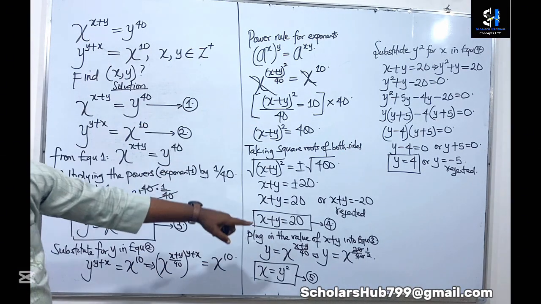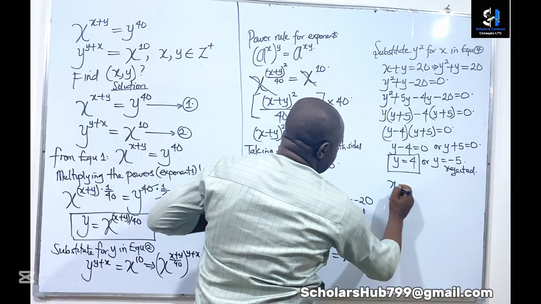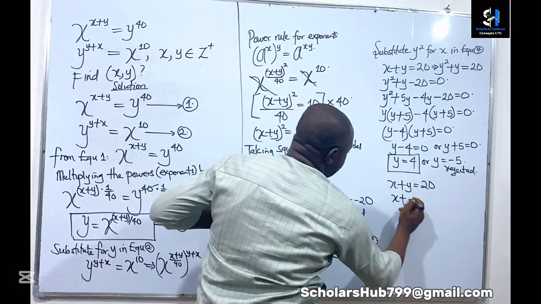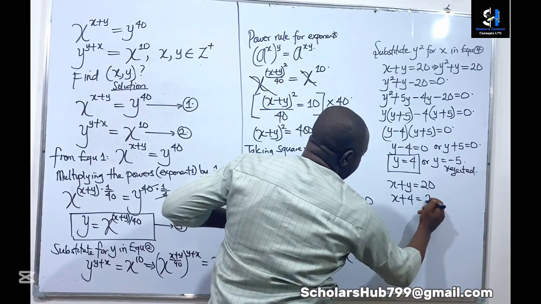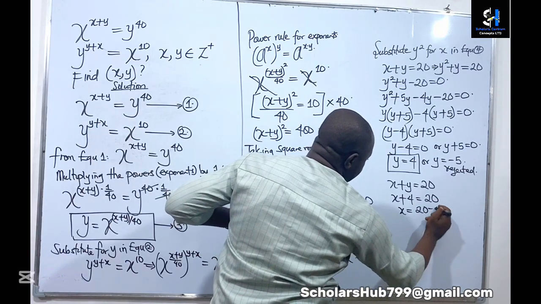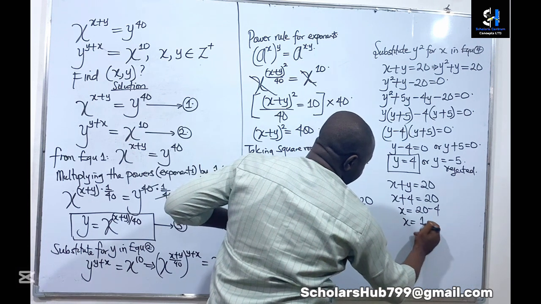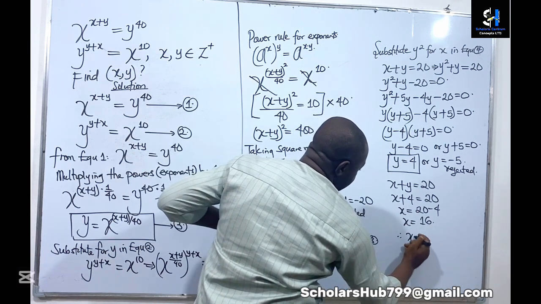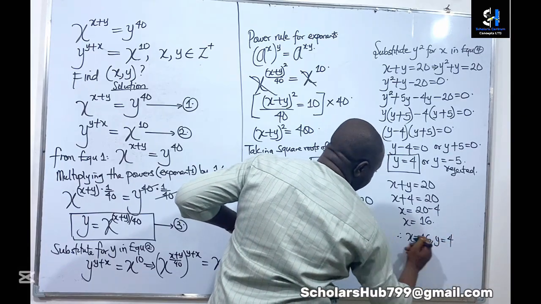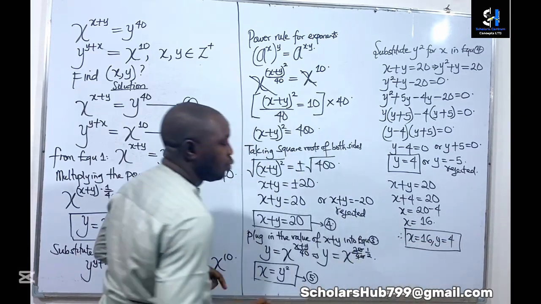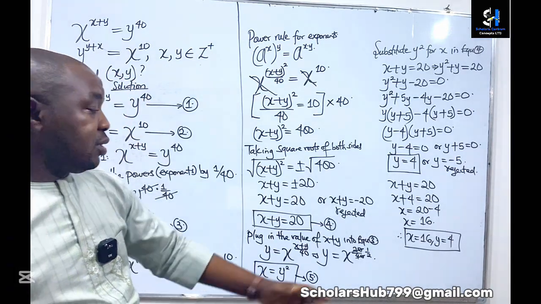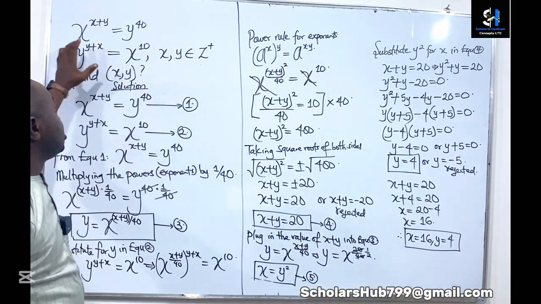Now I'm going to use this same equation. We know that x plus y equals 20. Now y equals 4, so we have x plus 4 equals 20. That means x will be equal to 20 minus 4. So the value of x is 16. So we can say x equals 16, then y equals 4. So these are the two values that will satisfy these equations.